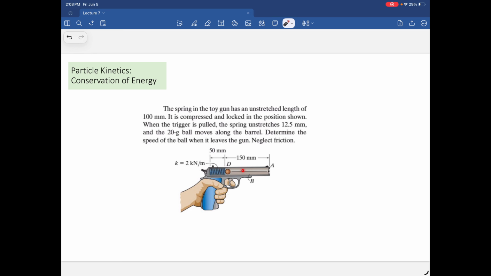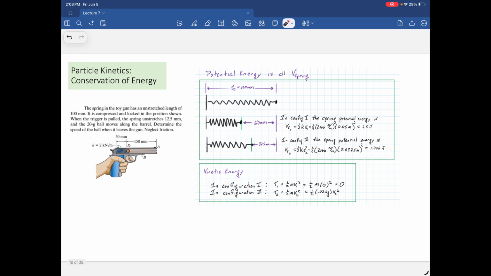Now the ball is not changing its height, so we don't have to deal with gravitational potential energy. It's all going to be spring potential energy. So we have the spring with its unstretched length of 100 millimeters, and then we compress it 50 millimeters. So this will be configuration 1.